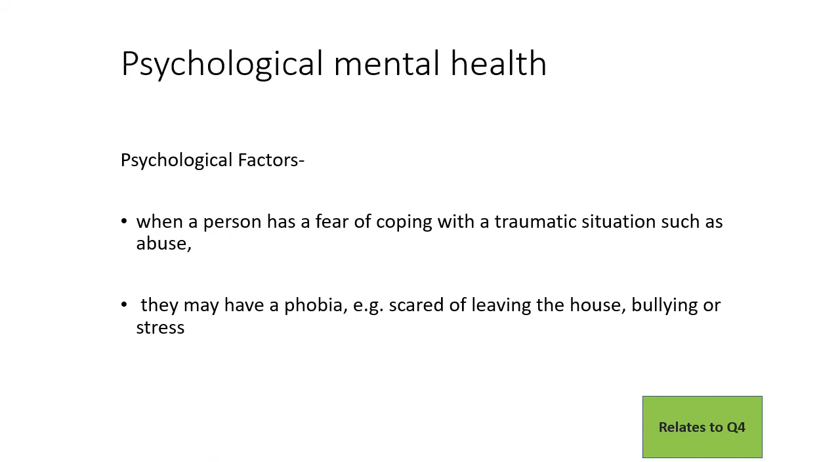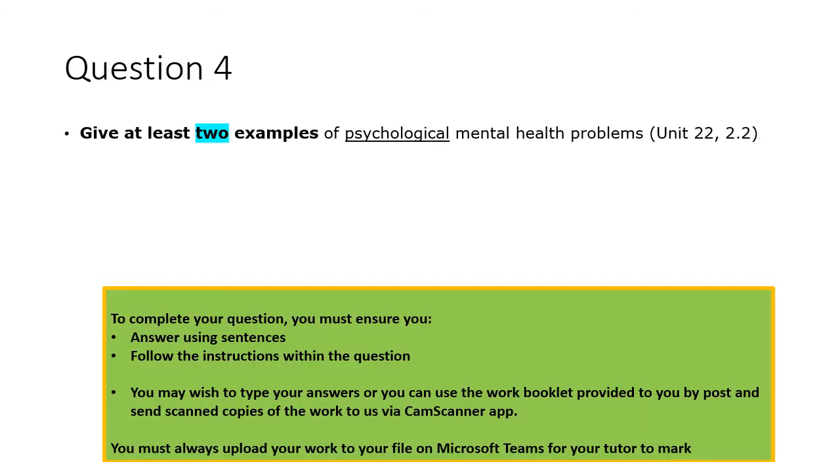So we're going to look at a slide related to question number 4, and we're looking at psychological mental health. Psychological factors include when a person has a fear of coping with a traumatic situation such as abuse. They may have a phobia, so for example they may be scared of leaving the house, bullying or stress. And question number 4, you need to give at least 2 examples of psychological mental health problems. And as before, use the previous slides to help you to answer your question.